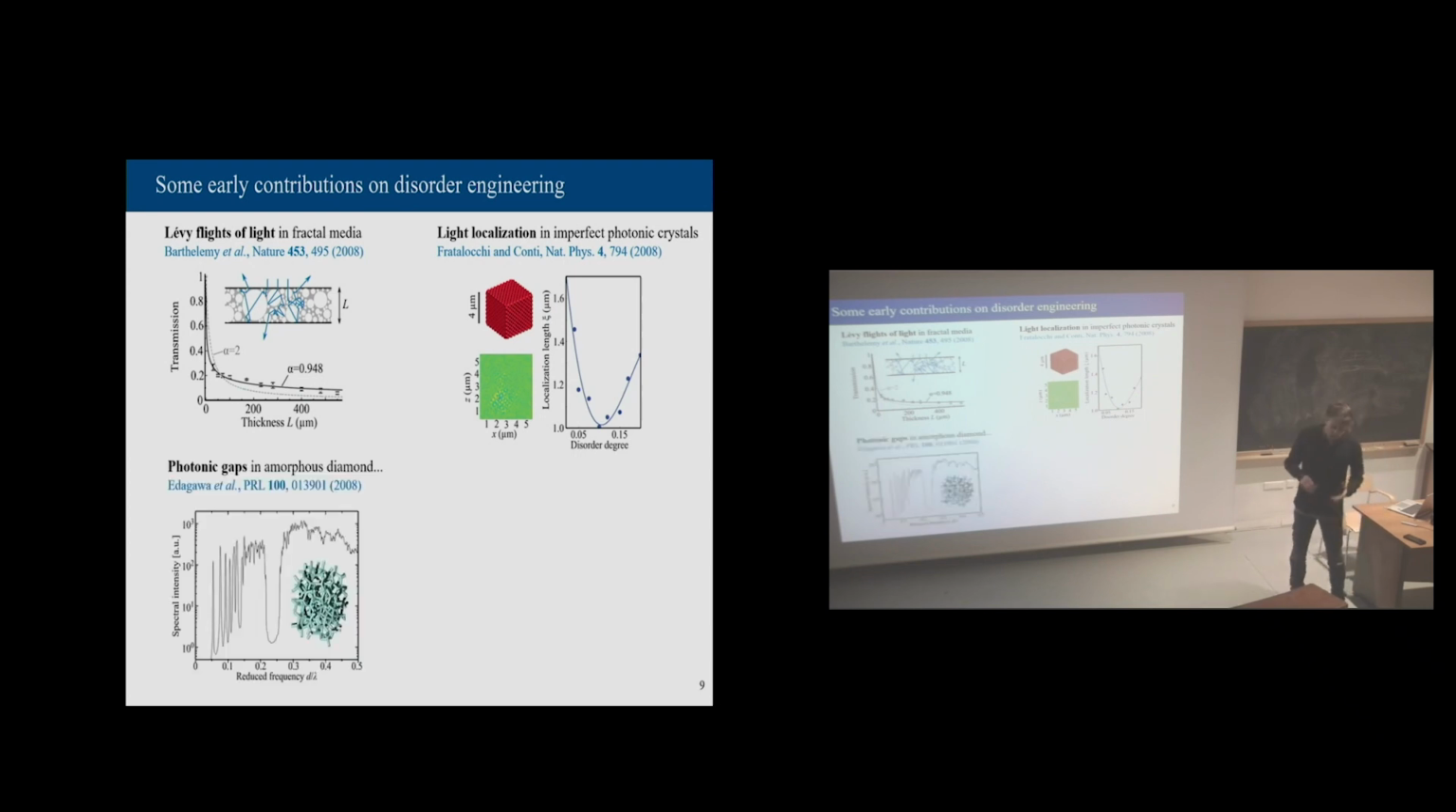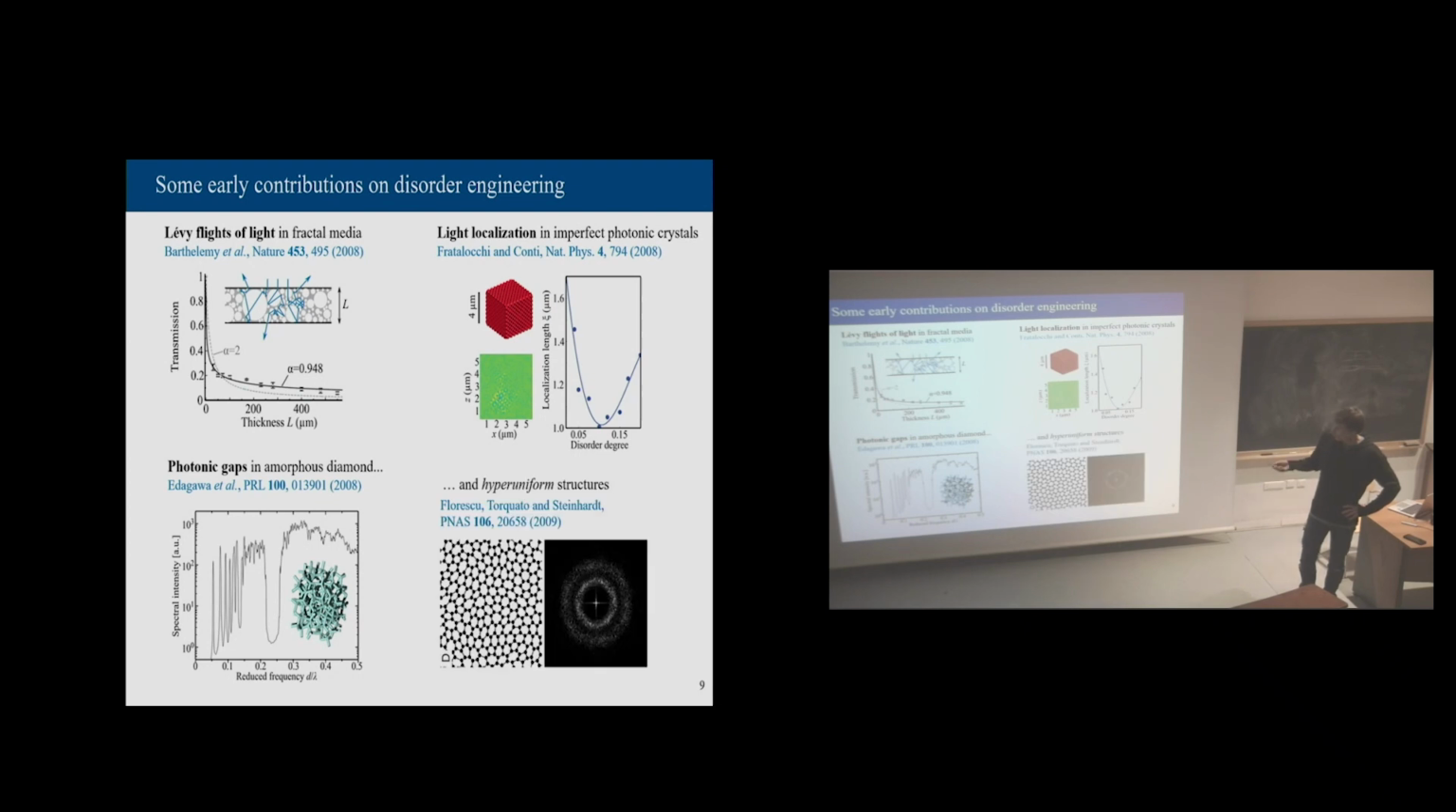And also there was the very surprising observation at the time that you could have photonic gaps in disordered systems with short-range correlation, for instance in this amorphous diamond structure or in hyperuniform structures. That again was very surprising to the community, because people who had worked on photonic crystals for years, looking at Bloch waves and so on, were extremely surprised to have a band gap still in a disordered system.